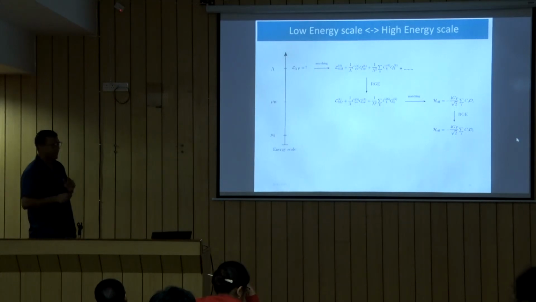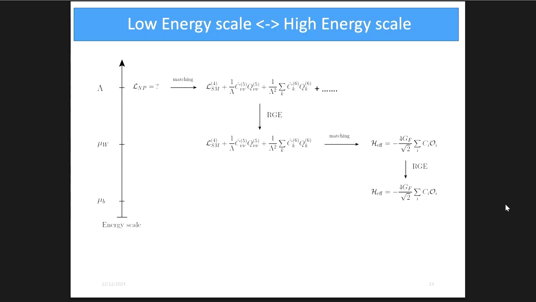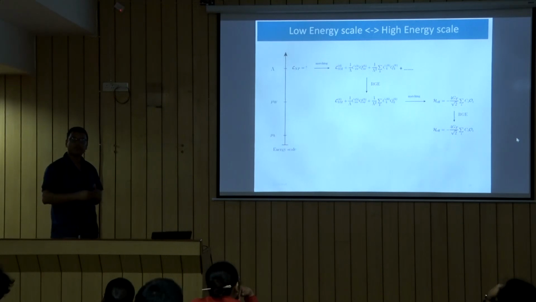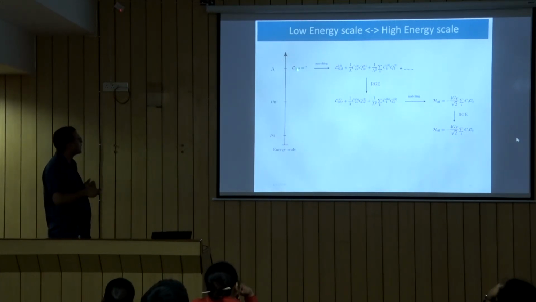I mean, how exactly to do the actual calculation. Okay, so like low energy to high energy or high energy to low energy. So various steps are there in between. So you can see, let's say you have some new physics scale which is not known to you. You put it at lambda, and you don't know what the Lagrangian is also. But once you have a UV complete model, then you can do a matching of this UV complete model to your SMEFT basis.